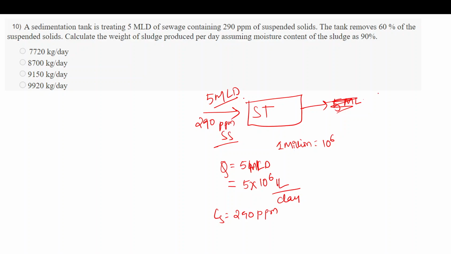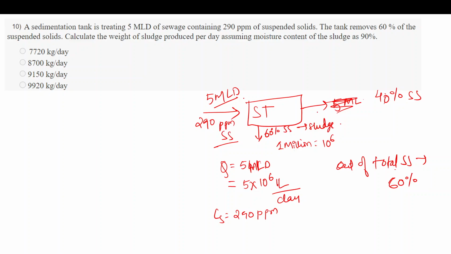Now, what you need to find out after this treatment: the tank is able to remove 60% of suspended solids. So, out of the total suspended solids entering this sedimentation tank, 60% is removed. This stream will have 40% suspended solids, and the sludge will have 60% suspended solids. So this is the sludge at the bottom, right? We are talking about this sludge now.